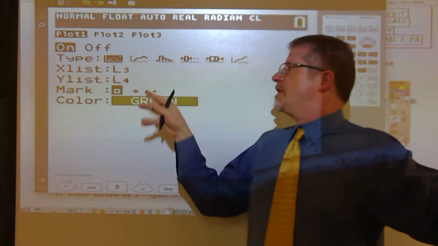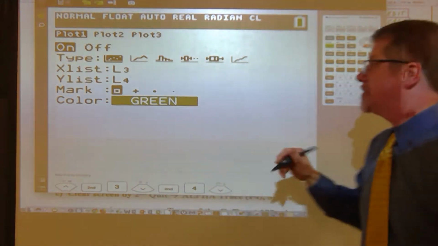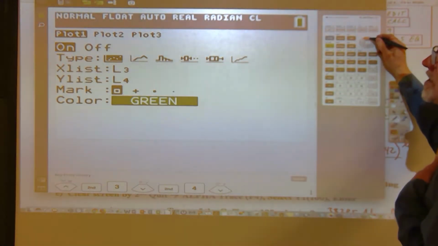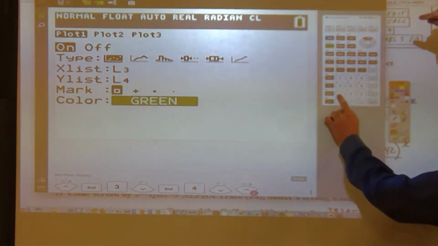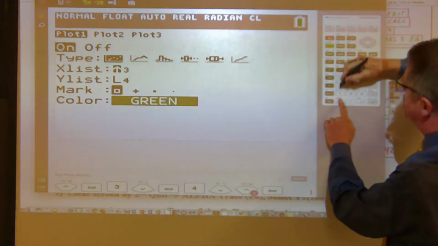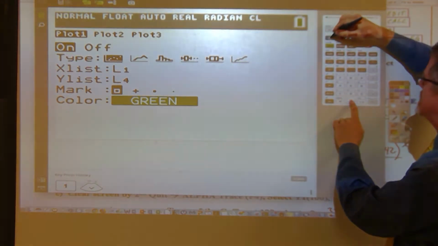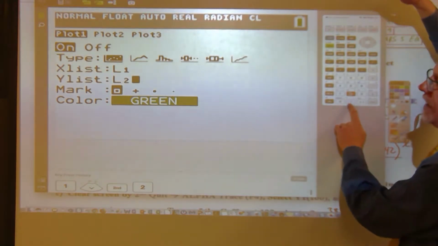Is anyone in that situation where you have something other than L1 and L2? Okay, so if that's the case, here's what you do. Put the cursor to the right of X list, and notice that L1 is in blue above the number 1. So just press second 1, and then put the cursor to the right of Y list, hitting second L2. And there you're good to go.